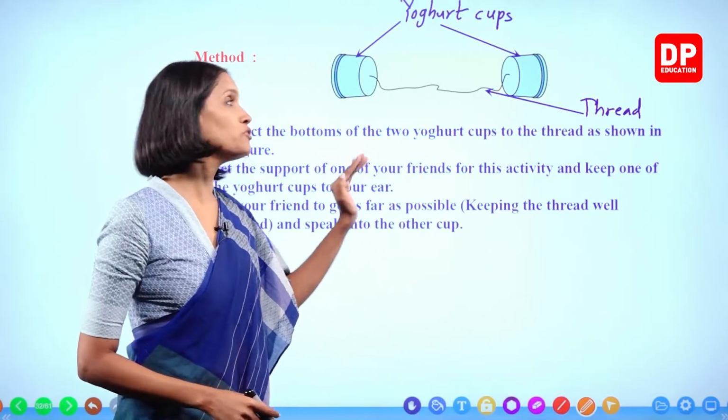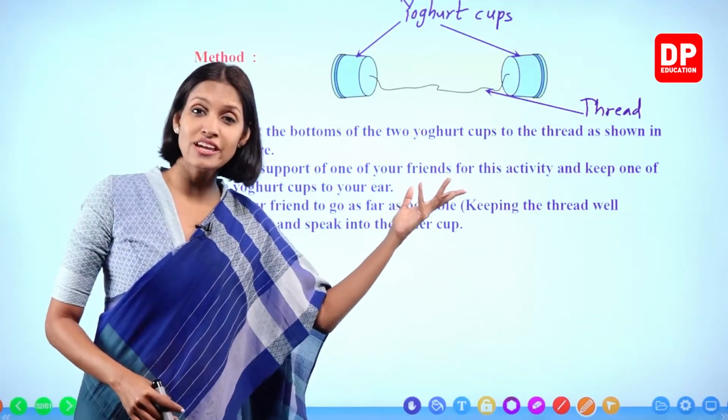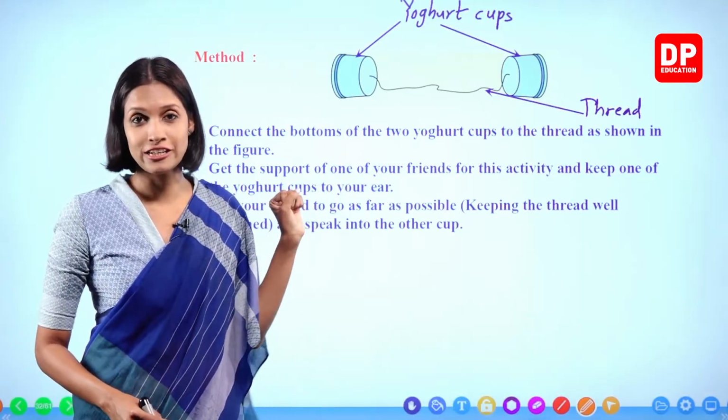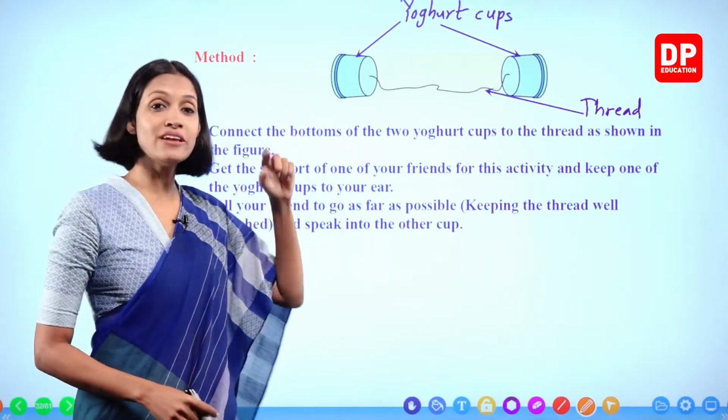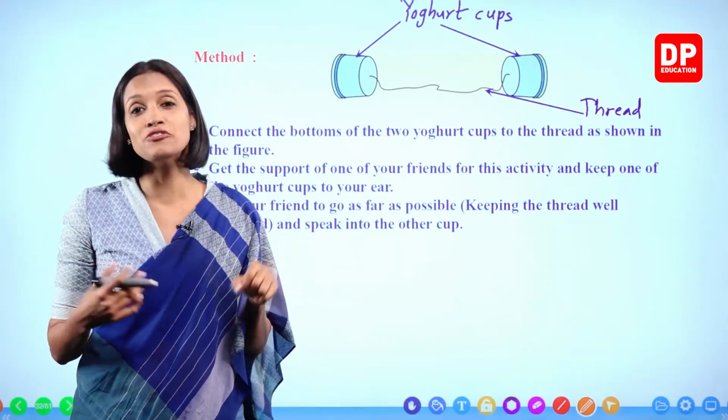Now here, when you do this activity, when you were in your lower grades, you must have made this as a small telephone, a toy telephone. Okay? So actually when someone speaks through this from the other side, you can hear the sound very clearly.